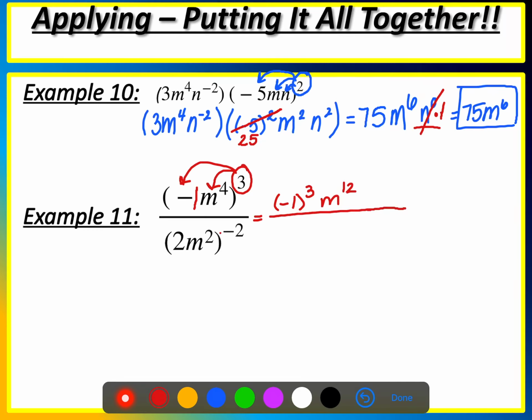On the bottom, I see an exponent of negative 2. Now I know we can't have negative exponents, but the easiest thing for us to do is first take care of power to a power, and then move any negative exponents. So these two terms now are negative, so they're going to both move to the top.